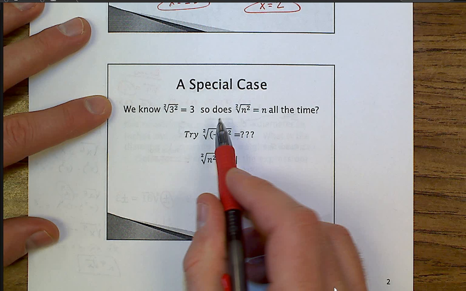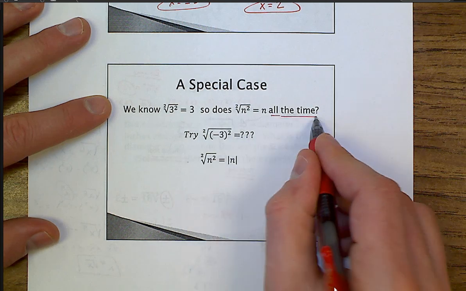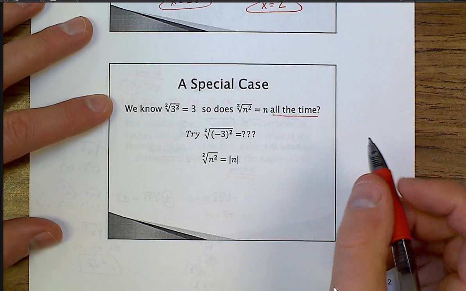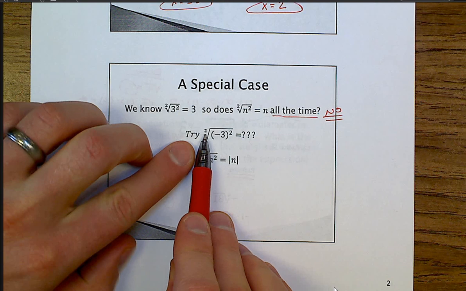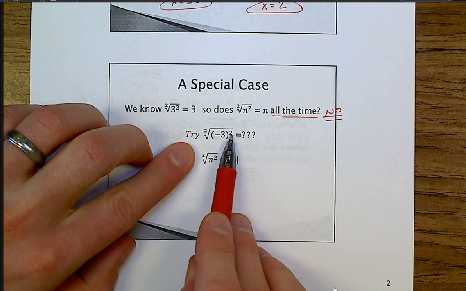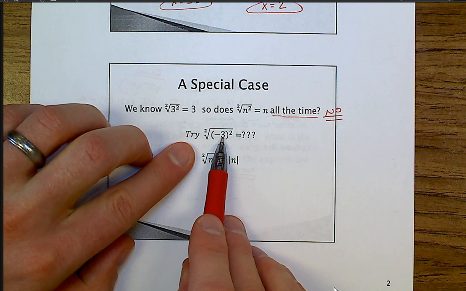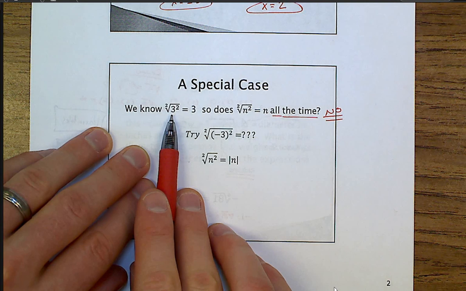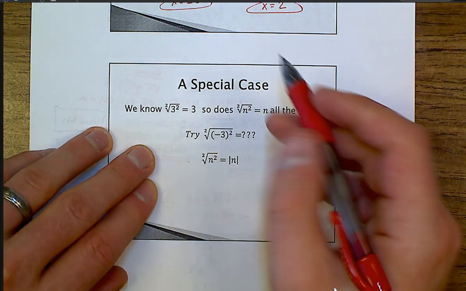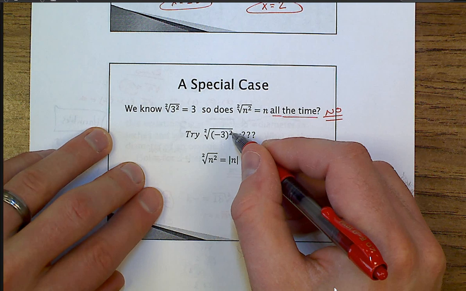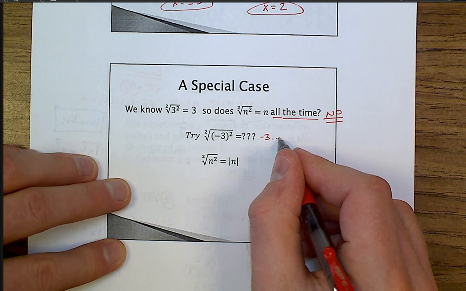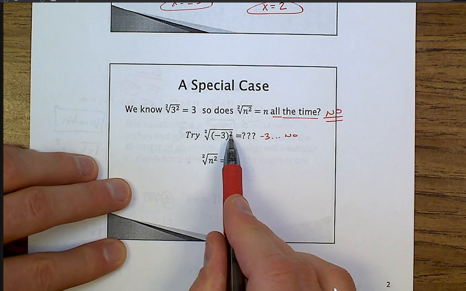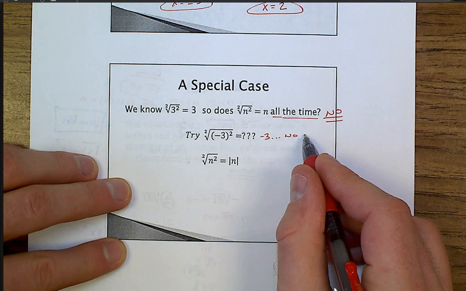So the question is, does this work all the time for all situations? And the answer is no. And here's proof. If you have negative 3 squared, you know that negative 3 squared is still positive 9. Right? Negative 3 times negative 3 is still positive 9. But according to what I just said up here, which we know is mathematically correct, that when you square root something squared, it undoes itself and you're just left with what's underneath. Does that equal negative 3? And it doesn't, right? Because we know that negative 3 squared is 9 and the square root of 9 is 3.